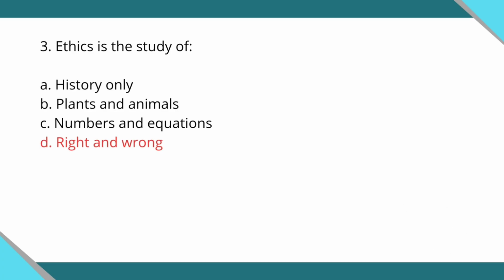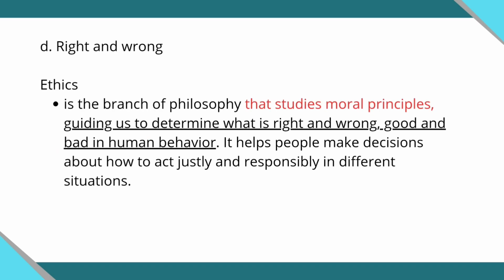The correct answer is letter D. Right and wrong. Ethics is the branch of philosophy that studies moral principles, guiding us to determine what is right and wrong, good and bad in human behavior. It helps people make decisions about how to act justly and responsibly in different situations.